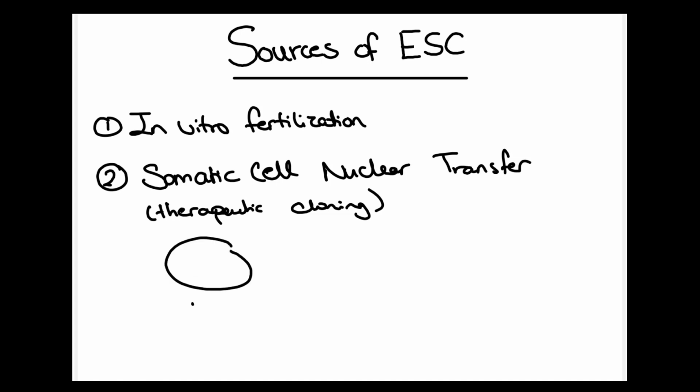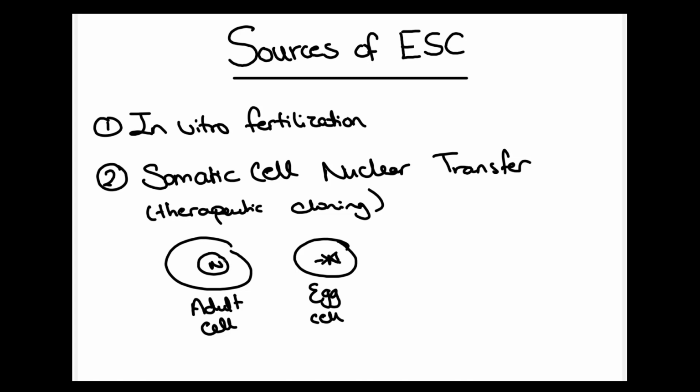So here we have a regular adult cell and its nucleus. And here we have an egg cell without a nucleus. So we're basically just going to take the nucleus here and transfer it to this egg cell. The egg with the genetic material of this cell is then stimulated to form a blastocyst from which embryonic stem cells can be derived. The stem cells created this way are clones of the original adult cell because their nuclear DNA matches the adult cell. This, however, has yet to work with humans.